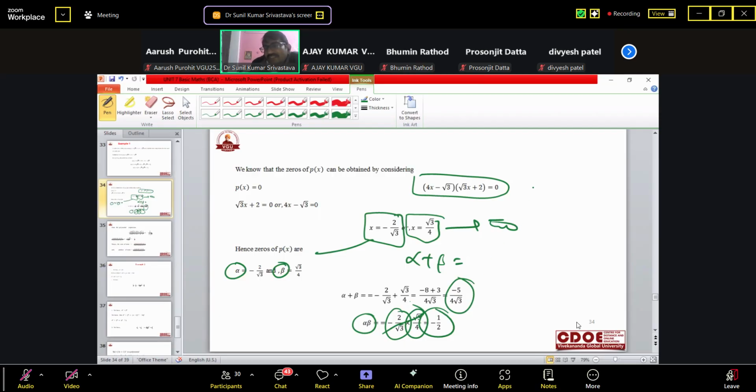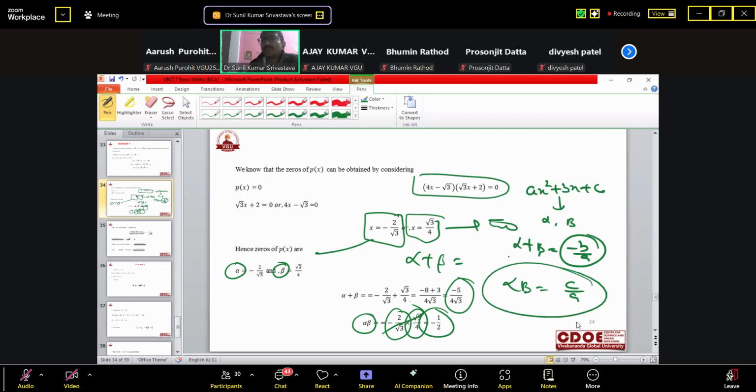And the expression is of the form: suppose your quadratic equation is of the form ax square plus bx plus c, and it has the two roots alpha and beta. Then alpha plus beta is equal to minus b upon a, the coefficient of x upon the coefficient of x square. And alpha beta is equal to c upon a, the constant term upon the coefficient of x square. That's it. You have to know the formula.